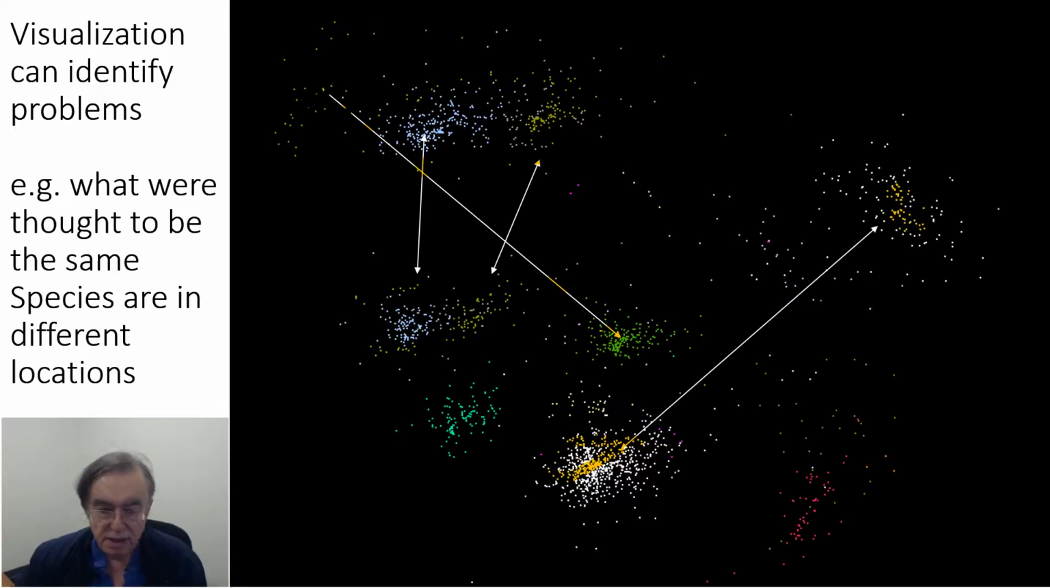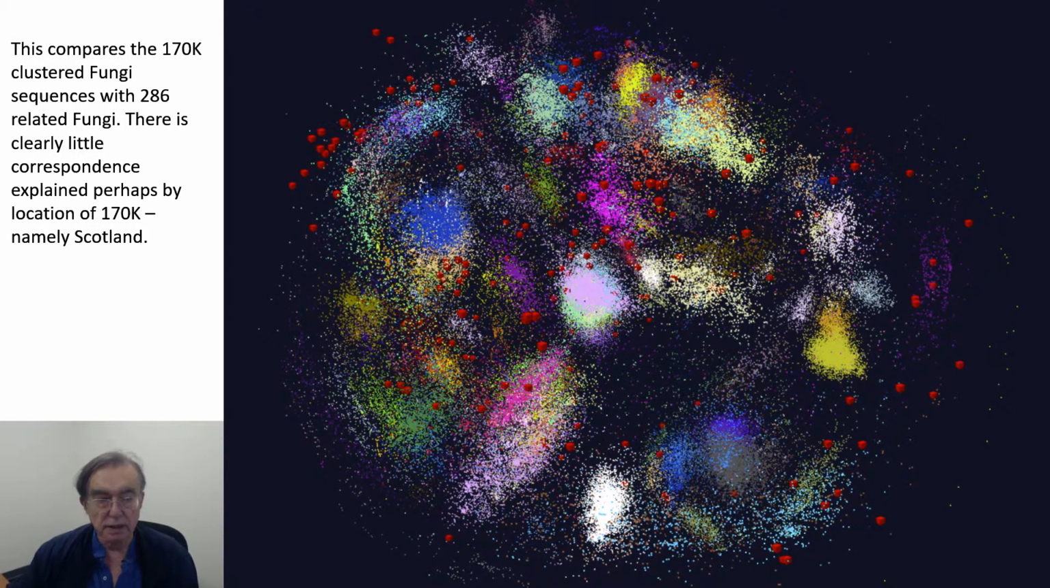But I've checked in this case, and these are the same cluster, not the same color used for different clusters. All right, here's an example of the 170,000 DNA sequences, and they're clustered.